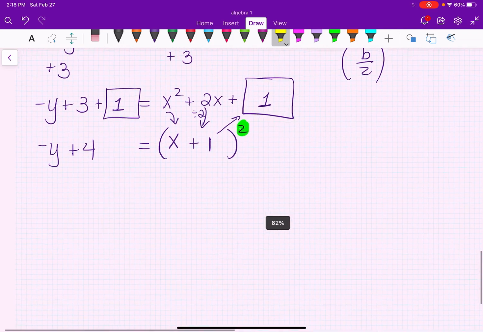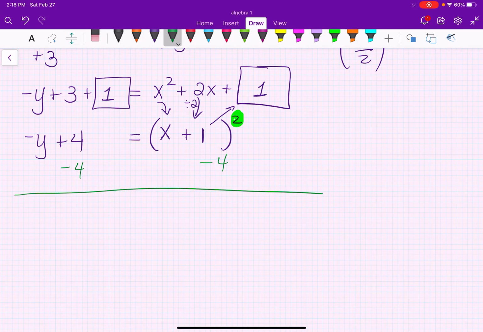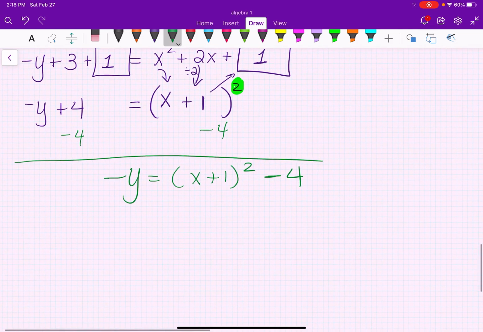So now we got the parentheses in the square. Okay, so the next thing is I'm going to subtract 4 from both sides. So now I have negative y equals x plus 1 squared minus 4. That's almost perfect, except our y cannot be negative. So you need to be careful here.